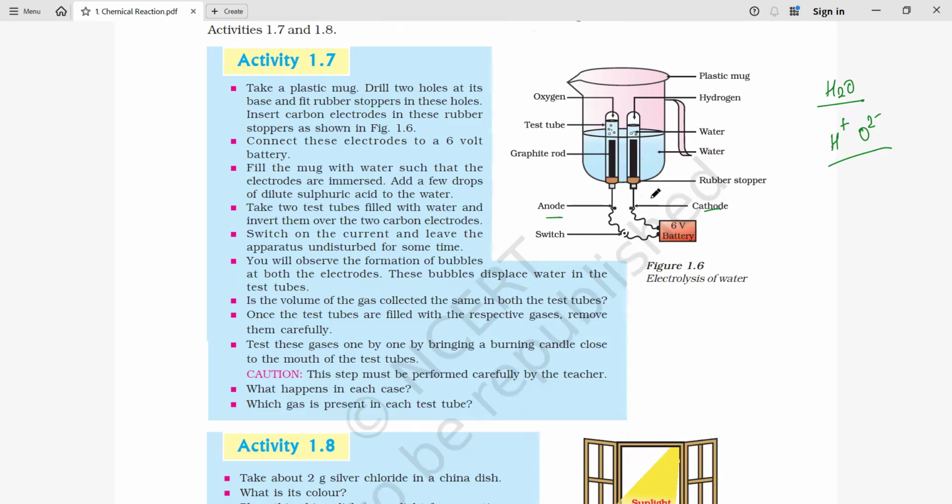So finally, here we have a 6 volt supply and a switch. You know that later we'll have electric circuit, so that we'll see in the physics part. What are the basic components of the electric circuit? What is the electric circuit? All those definitions we'll see.